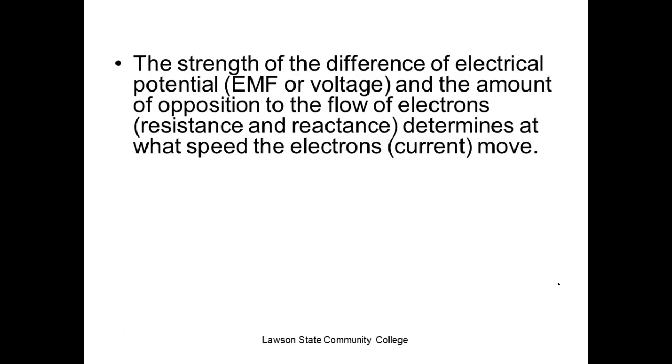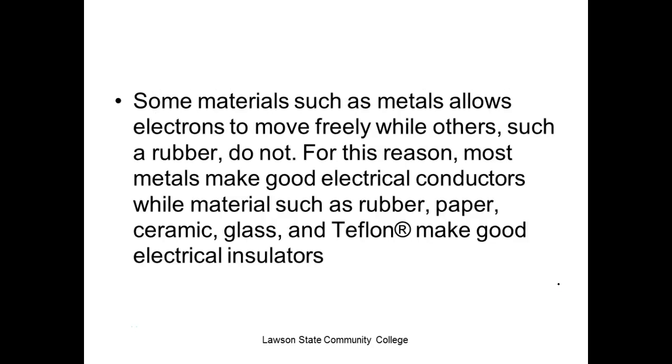The strength of the difference in electrical potential and the amount of opposition to the flow of current determines at what speed the electrons move. Everybody okay there? This should be basically a review, right? Some materials such as metals allow electrons to move freely while others such as rubber do not. For this reason, most metals make good electrical conductors, while materials such as rubber and Teflon make good insulators. What do we need insulators for?